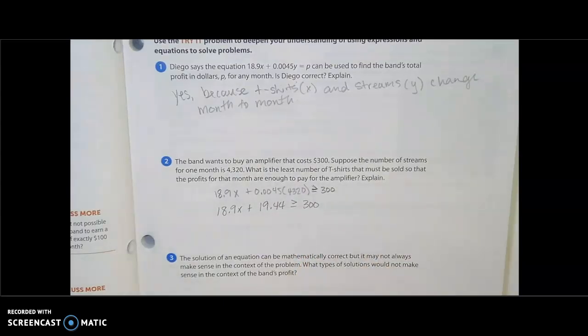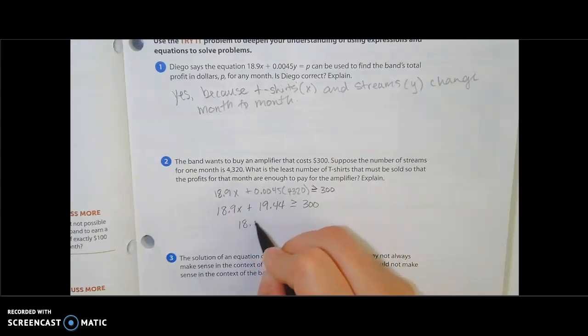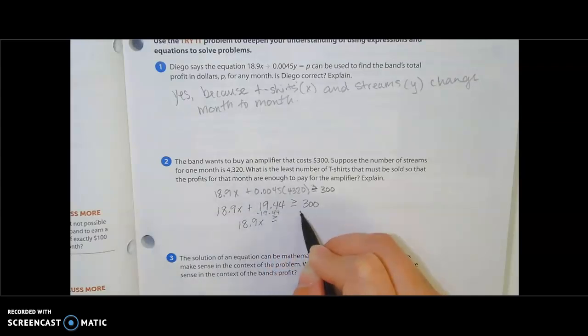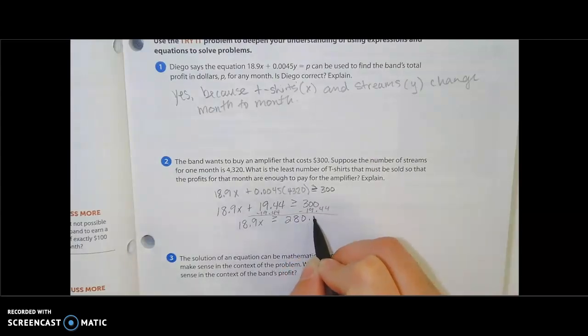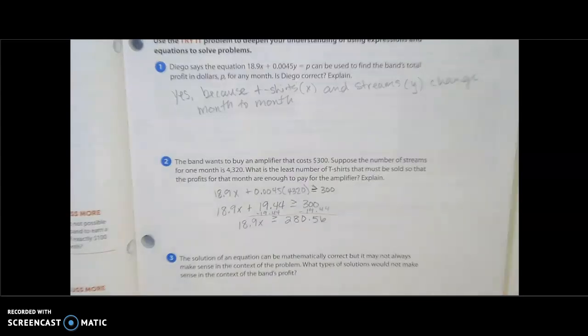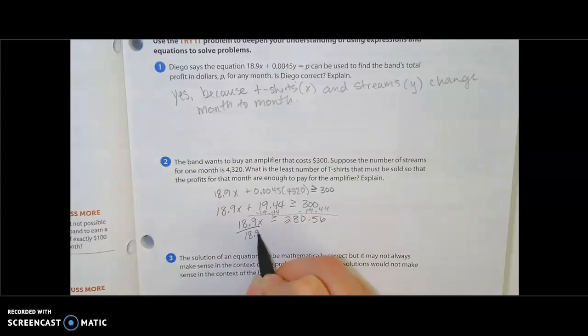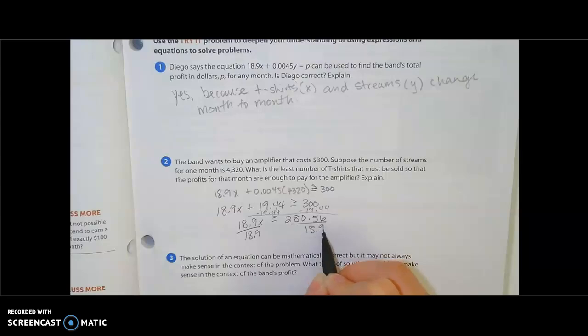So from here, we're going to subtract to know how much has to be t-shirt sales, right? So we're subtracting 19.44, in case you didn't hear what I told. So 300 minus 19.44 is going to give us $280.56 that has to come from t-shirt sales. So then when I divide by 18.90, because that's going to give me how many t-shirts have to be sold, I am getting 14.84.